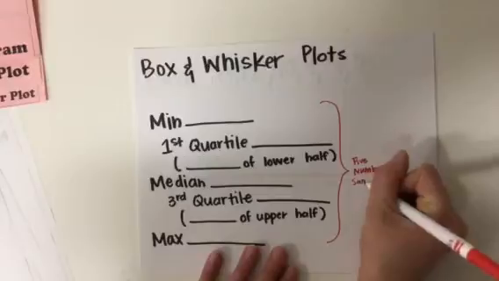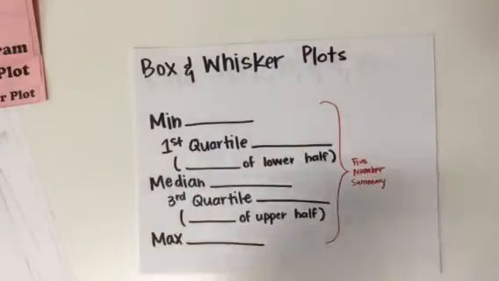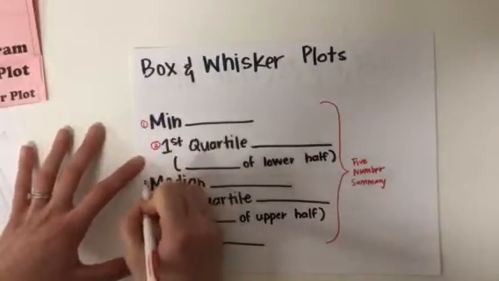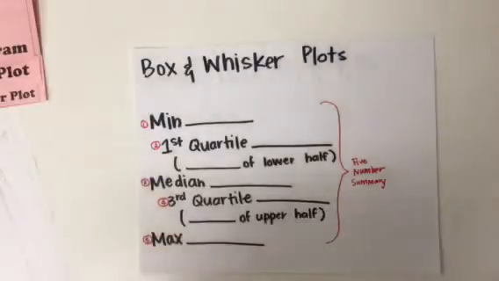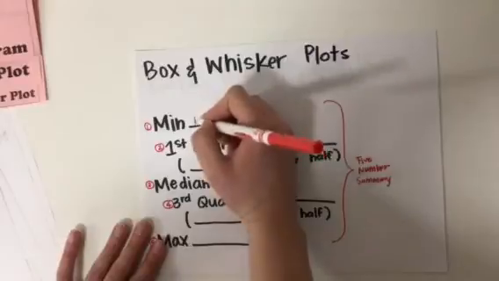You may have heard it referred to as that, so I want to make sure you have it in your notes so you know that I'm looking for these 1, 2, 3, 4, 5 pieces of data as you go through. Okay, so let's talk about it. The min, that is our lowest value.